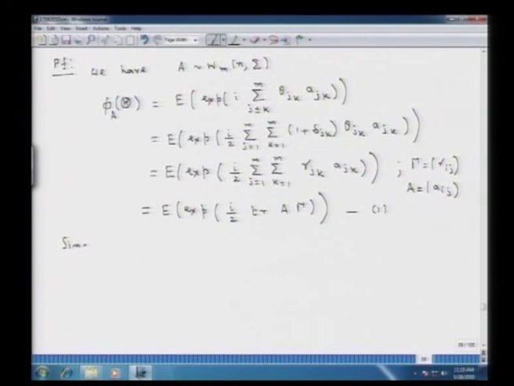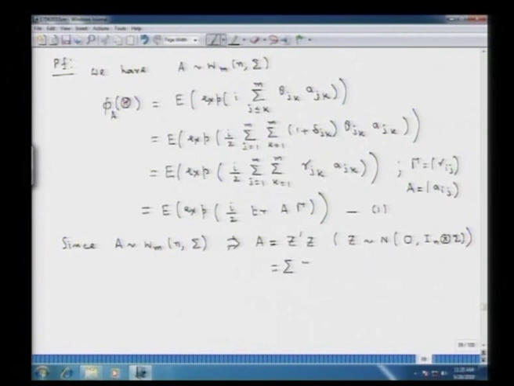Now, since we have A following a Wishart m n sigma, we can write A as Z transpose Z, where this Z has a matrix normal distribution, with a null matrix as mean and I n Kronecker product sigma as its variance covariance matrix. So, these are the two alternate, equivalent definitions of the Wishart distribution that we had given.